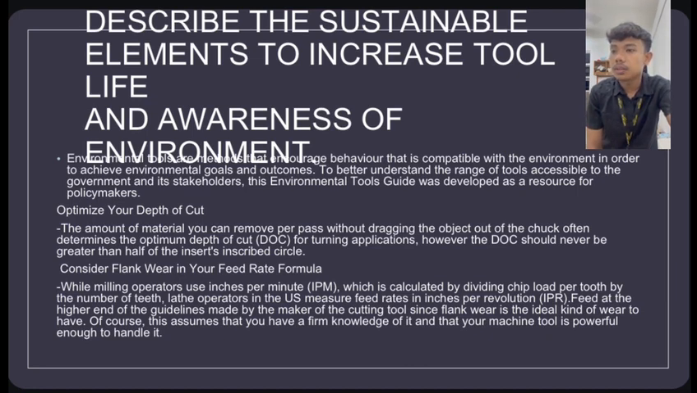While milling operators use inches per minute, which is calculated by dividing chip load per tooth by the number of teeth, lathe operators in the US measure feed rate in inches per revolution (IPR). Feed at the higher end of the guidelines made by the maker of the cutting tools, since flank wear is the ideal kind of wear to have. Of course, this assumes that you have a firm knowledge of it and that your machine tool is powerful enough to handle it.